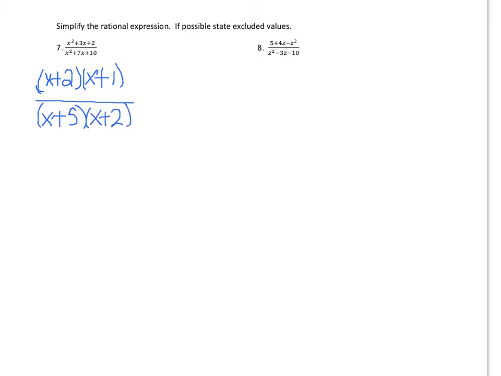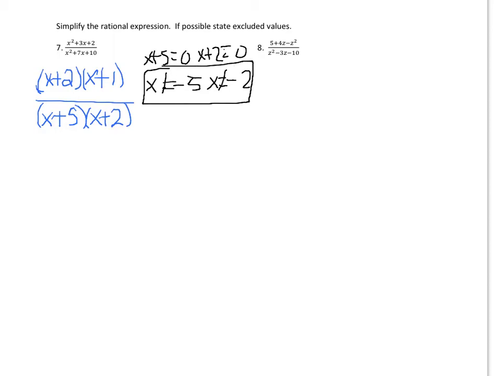Now that we have it factored, take the denominator, set each of the factors equal to 0, solve it. So now we know x cannot equal 5, x cannot equal the other value too, so there's a piece of it right there. Okay? Now go back over. Do they have anything in common yet? X plus 2, so those are gone. So this would simplify to x plus 1 over x plus 5.